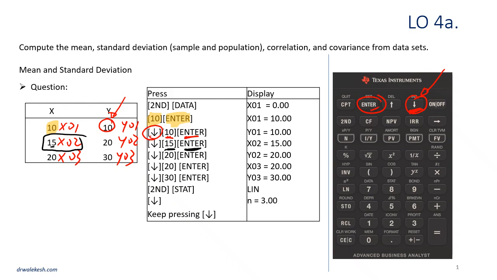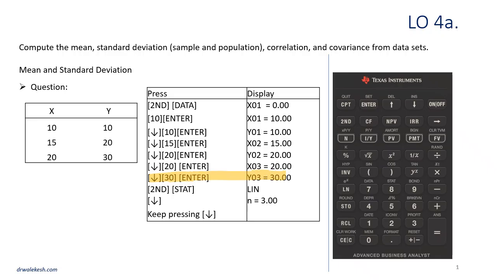You press arrow down again. That's this. Then you press 20. That's y02. Then enter. Arrow down. Then you press 20. Then enter. Arrow down. You press 30. Then enter. So now we are done with inputting the data.